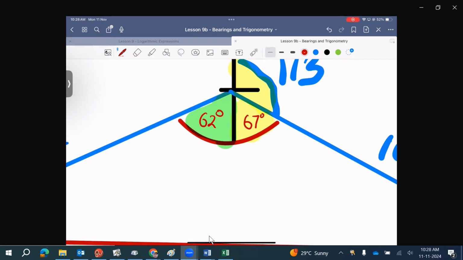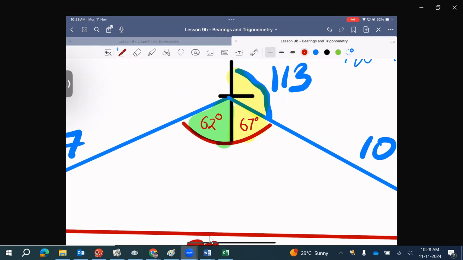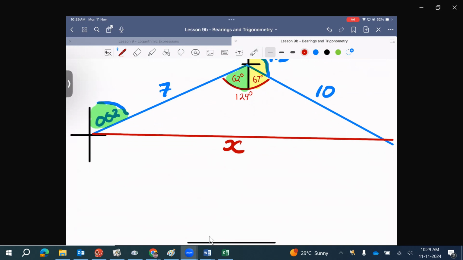What's the sum of 62 and 67? 129 degrees, the full angle. So now we have enough of a triangle in order to use the cosine rule and solve the problem. X squared is going to be 7 squared plus 10 squared minus 2 times 7 times 10 times the cosine of 129 degrees.